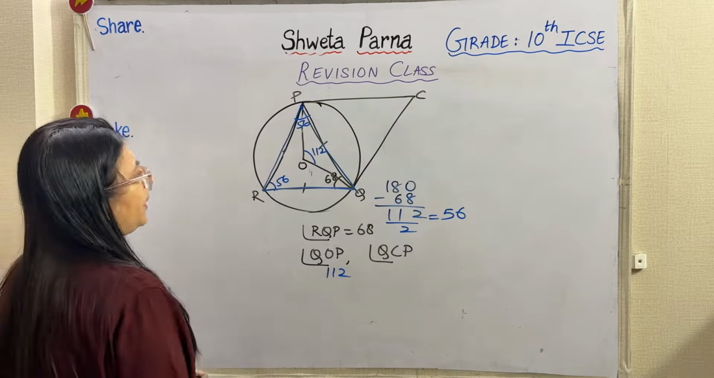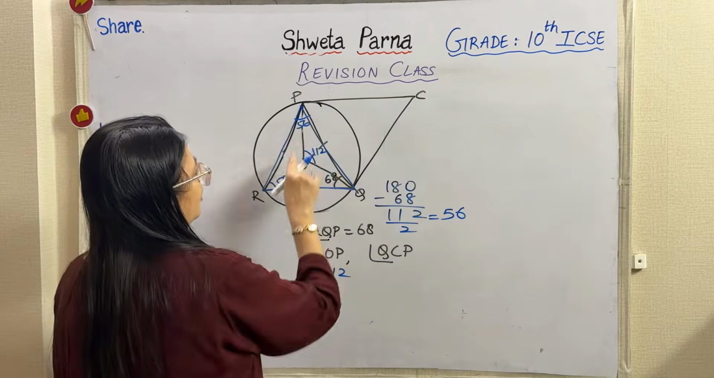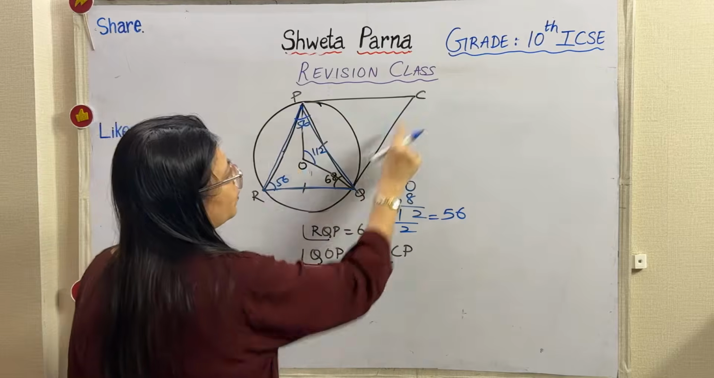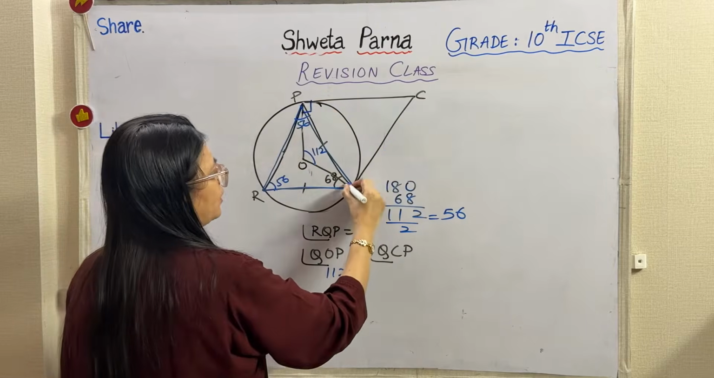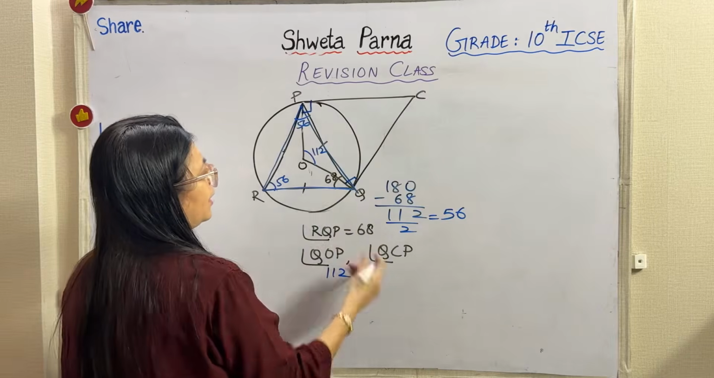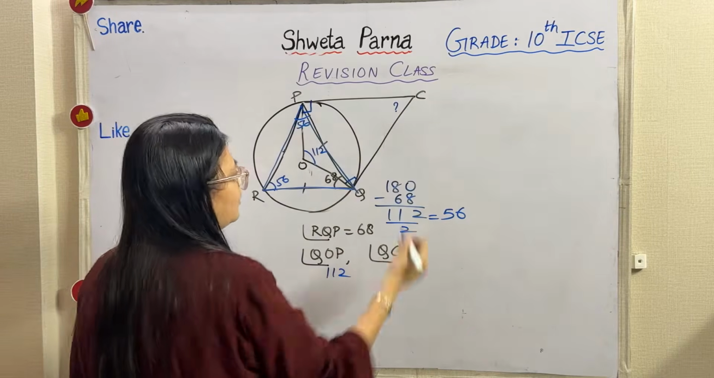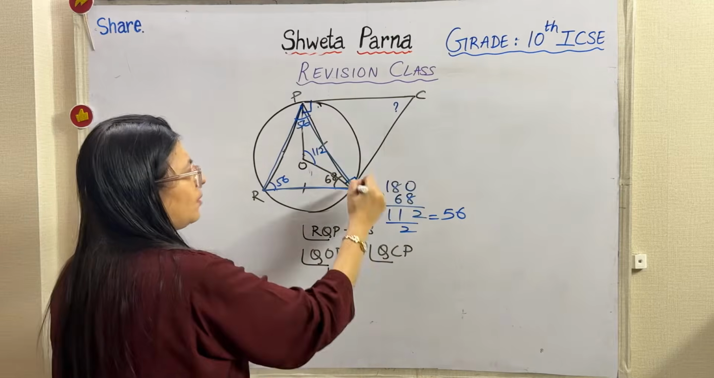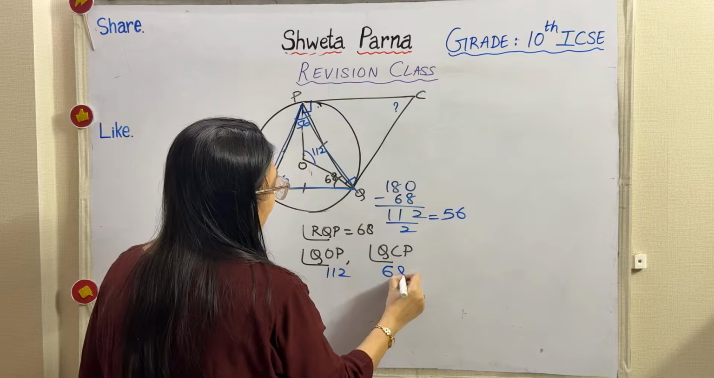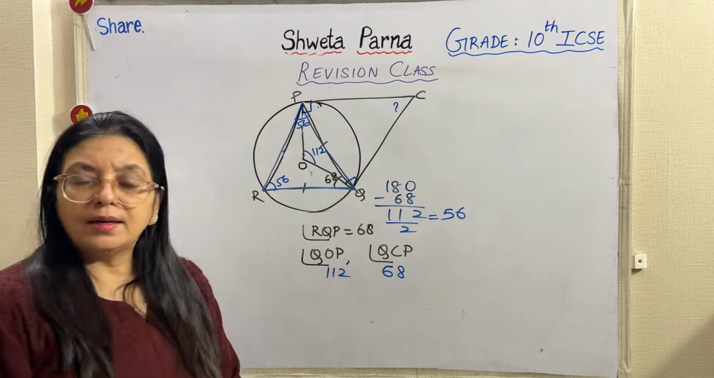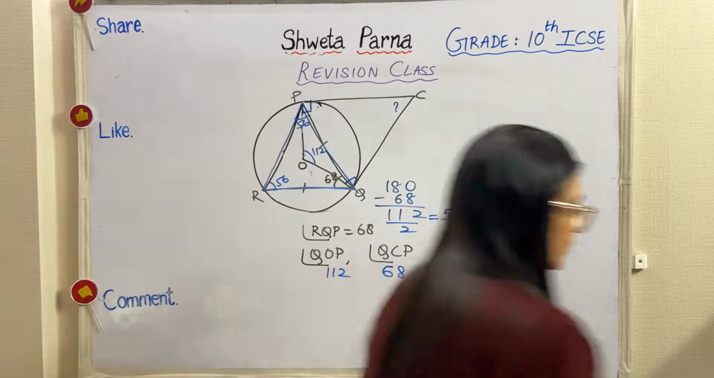Now, QCP. See here, children. If I take the quadrilateral POQC, this is 90 degree radius and the tangent. This is 90 degree radius and the tangent. This is 112. So what would be the measure for this? 360 minus the sum of all the three. So the answer is 68 degree. Clear? Shall we move ahead? Come on.